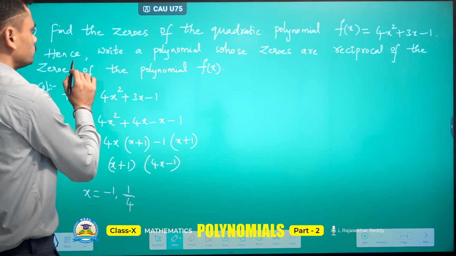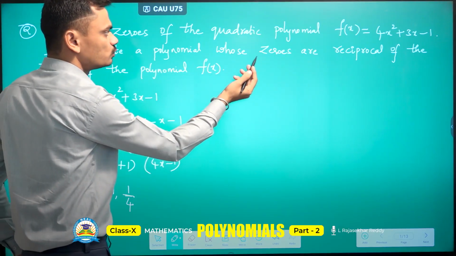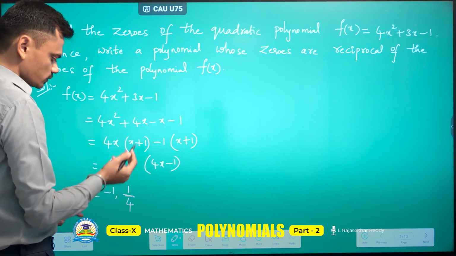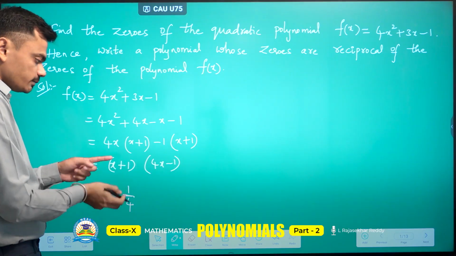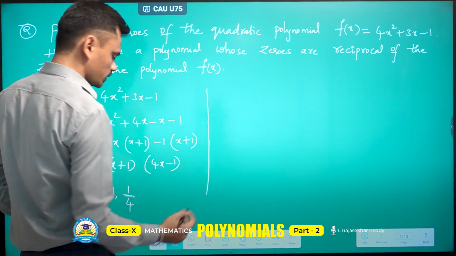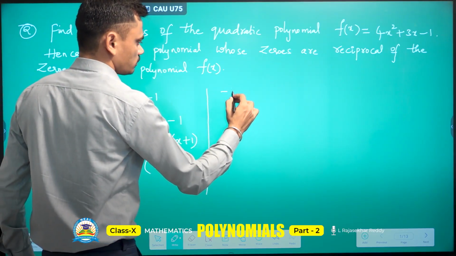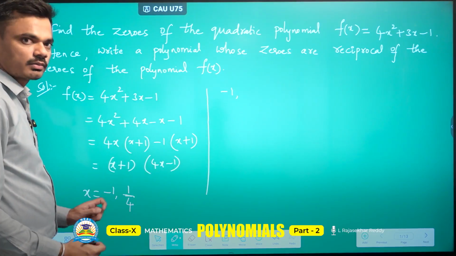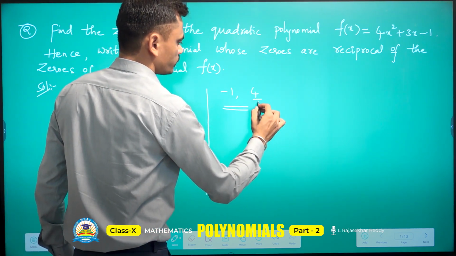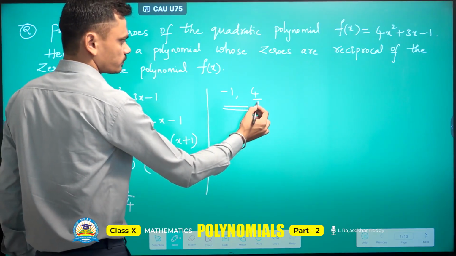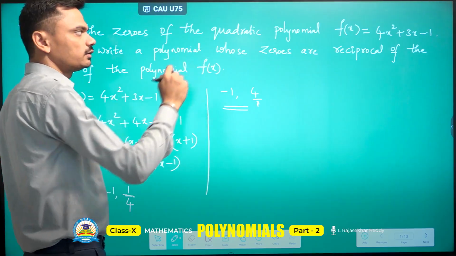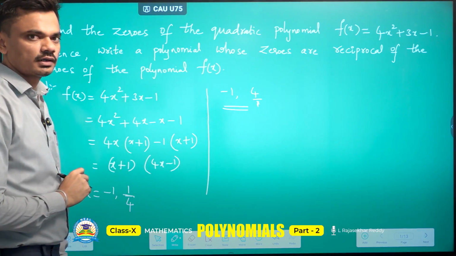Next, hence write a polynomial whose zeros are reciprocals of the zeros of the polynomial. So whatever zeros are there, we have to take their reciprocals. What is the reciprocal of -1? -1. Reciprocal of 1/4? 4/1. So these two are the reciprocals of the two zeros. Using these zeros we need to write a quadratic polynomial.